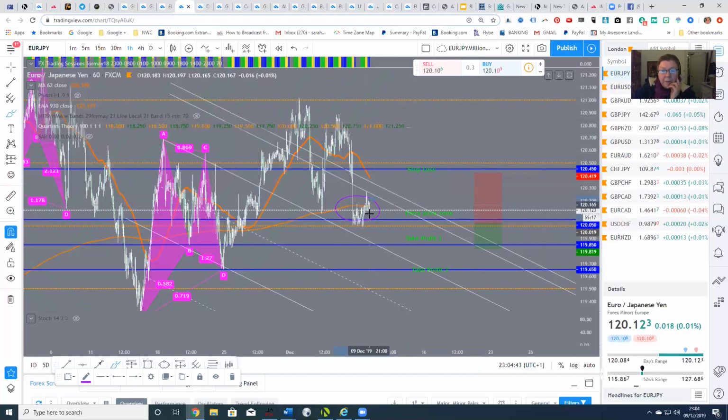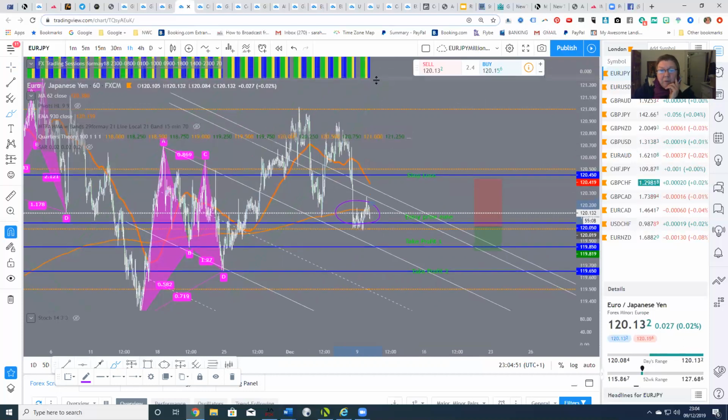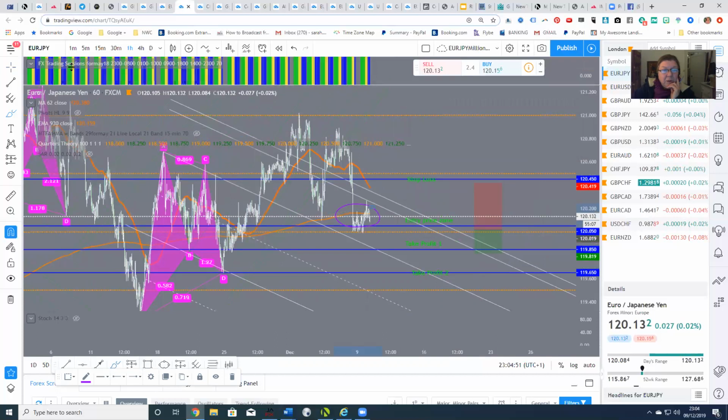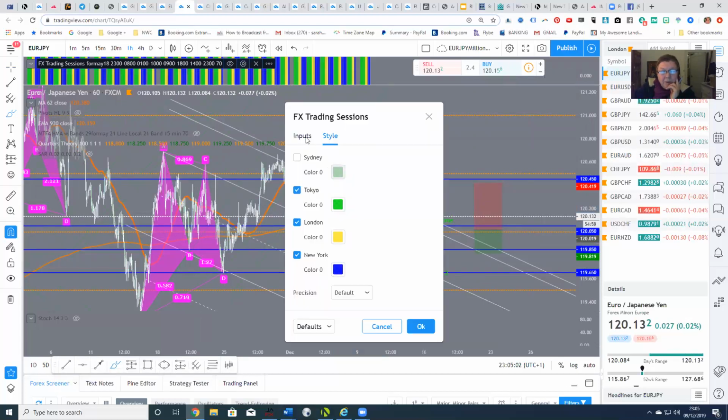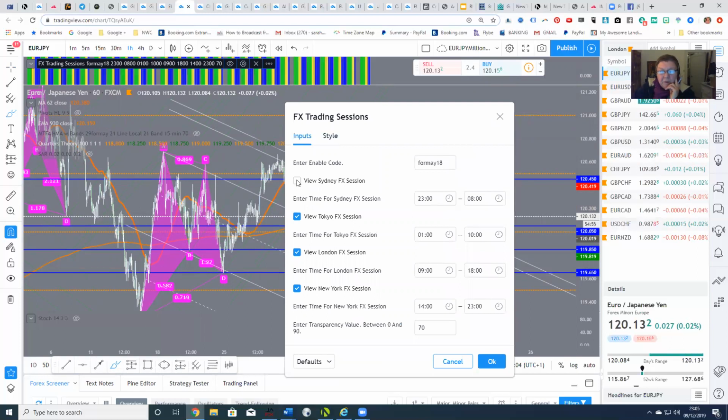Now the markets are just about to close, so this is when you get a dead zone, and the first market to open, you can see it on this indicator called PCFX. You set it to your trading sessions, you just set it to your local time zones, and it comes up with, if I show you here, it shows me the inputs. So I don't look at the Sydney session. Now this is Paris time.